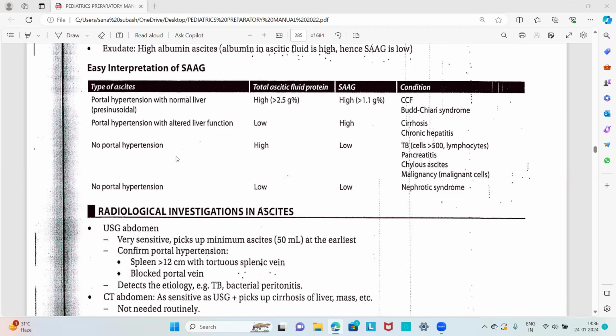If there is no portal hypertension, the total ascitic fluid protein is high, but the SAAG value is low. Only in portal hypertension will the SAAG values be high. And those conditions are like TB, pancreatitis, chylous ascites, and malignant cells. With no portal hypertension, the total ascitic fluid protein and SAAG are also low. That is indicative of nephrotic syndrome.